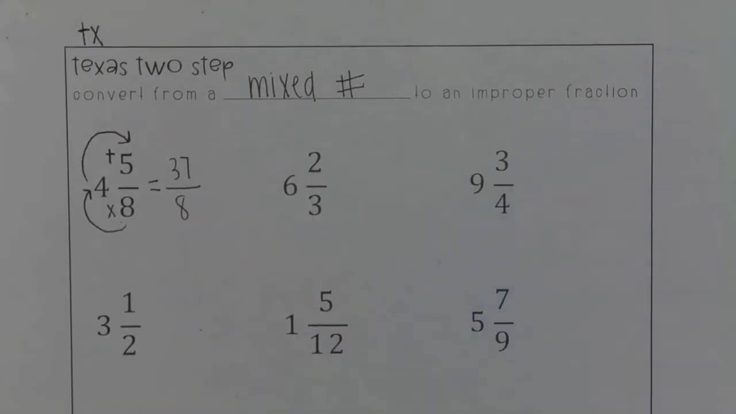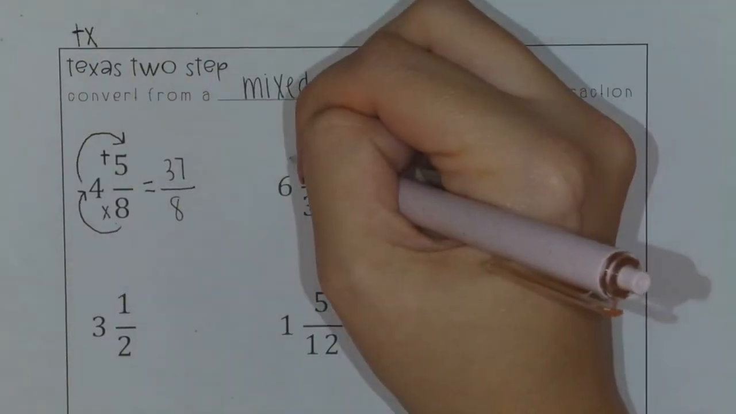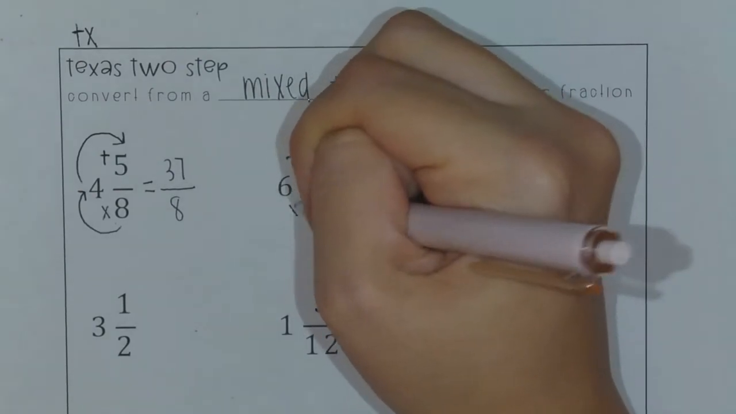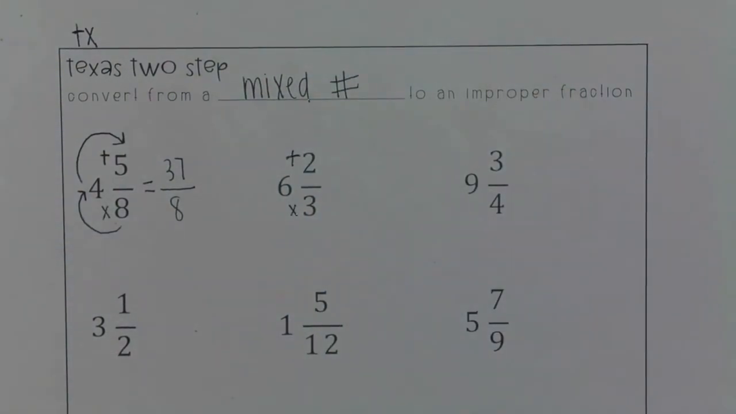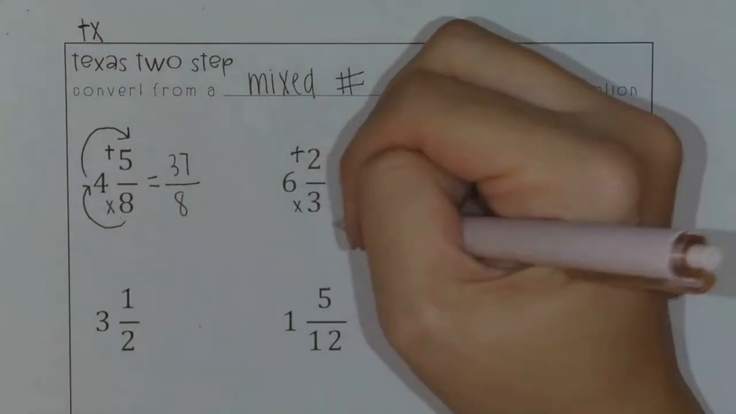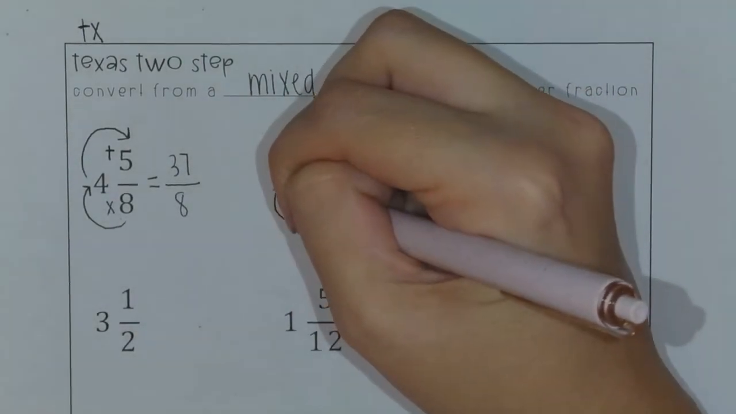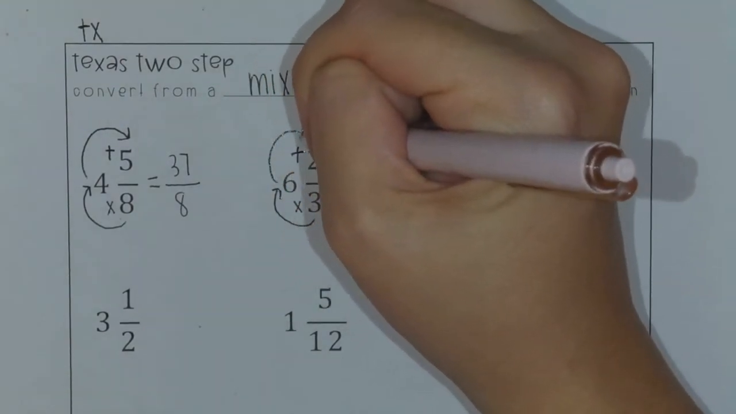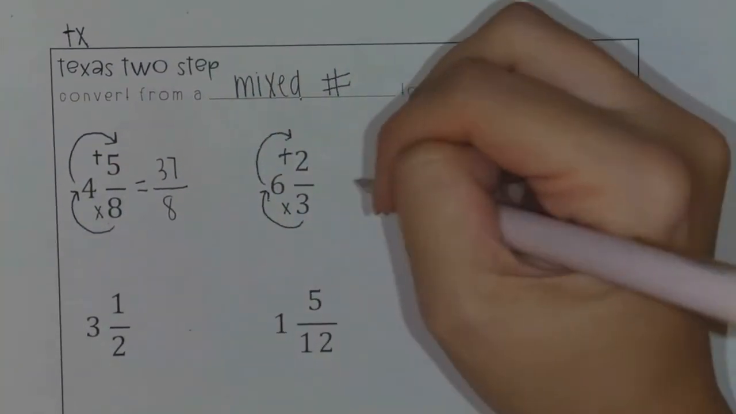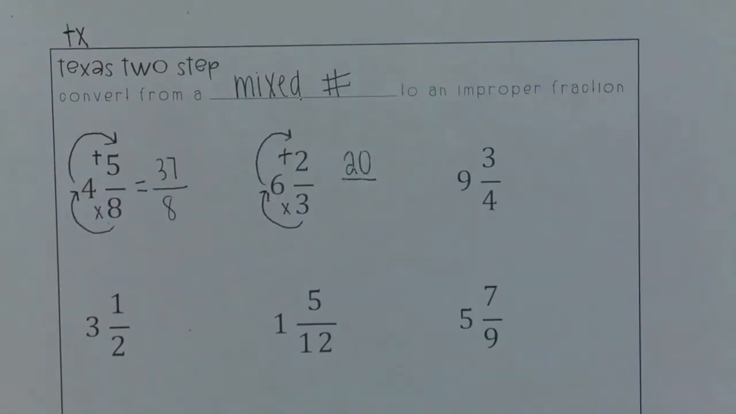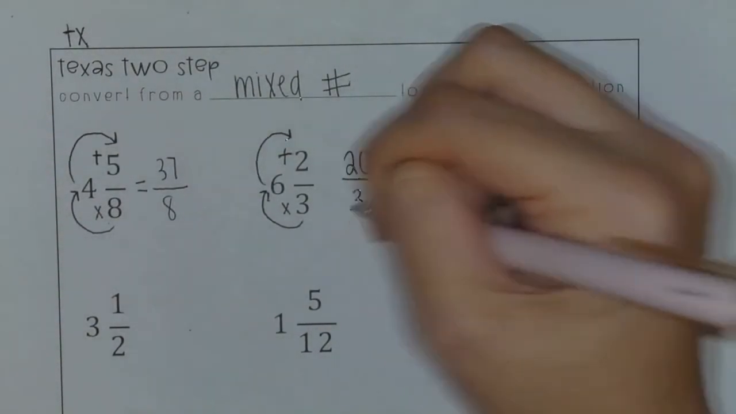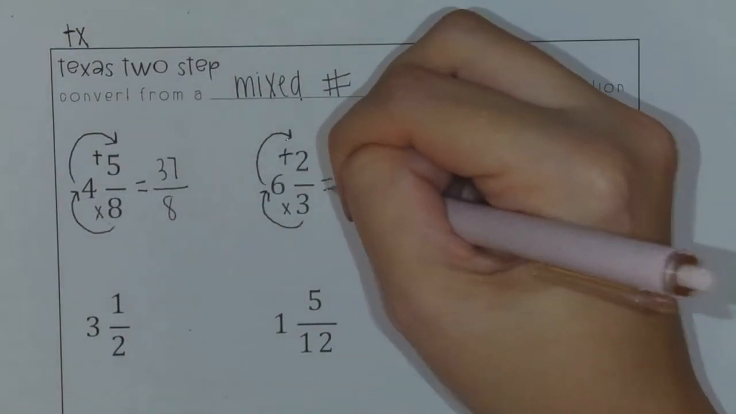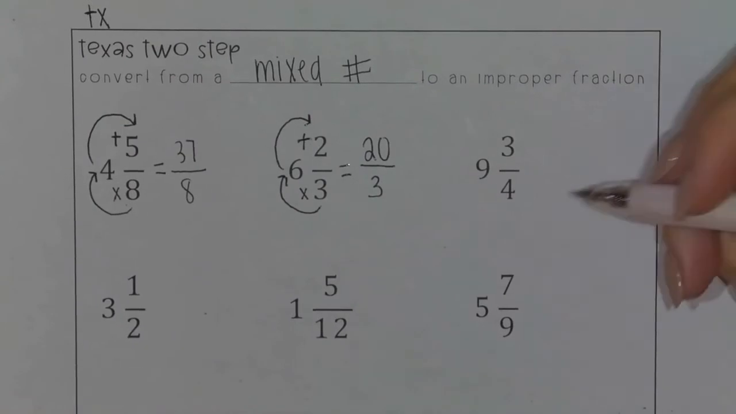So I have 6 2/3. Remember the Texas two-step. We put a T or our plus sign at the top, our X or our multiplication sign at the bottom, and we work in 2 steps. Step 1 would be 6 times 3, which gives me 18. Step 2 would be to add 2. So 18 plus 2 gives me 20, and my denominator stays the same. So 20 over 3 is just 6 2/3, but as an improper fraction.